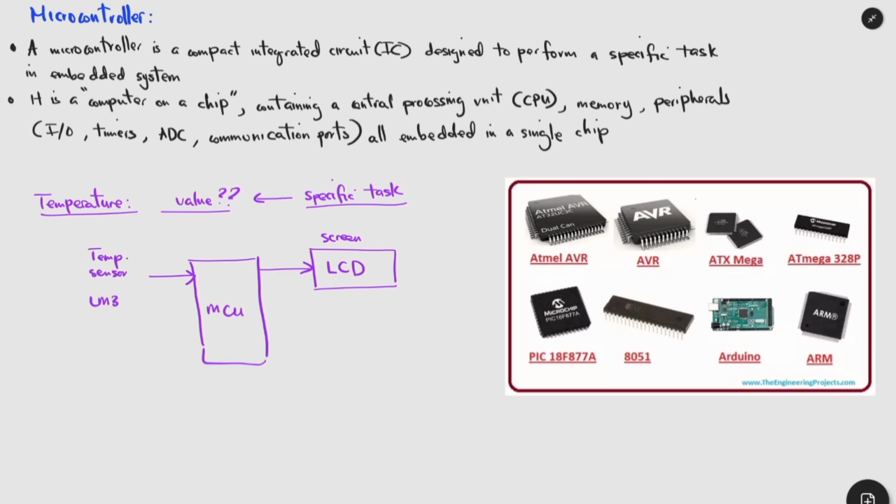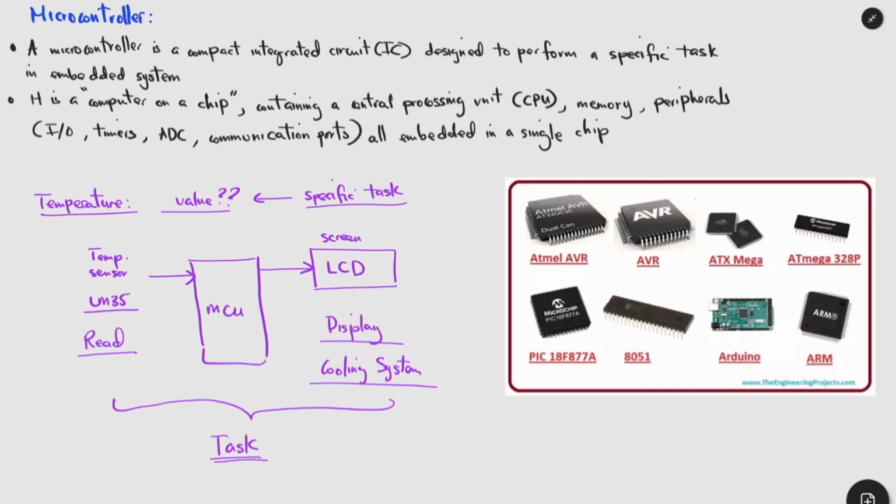We can have the LM35, which is the part number for a temperature sensor, and this microcontroller is responsible for performing this task. It will read the temperature and display the temperature for us, and it can also perform other actions such as controlling a cooling system. So all of this can be regarded as a task, and these tasks need to be performed. Therefore, the type of microcontroller that we have can perform this task.